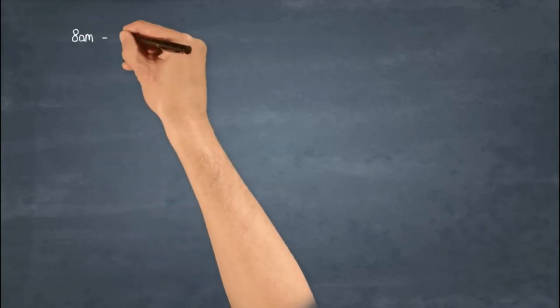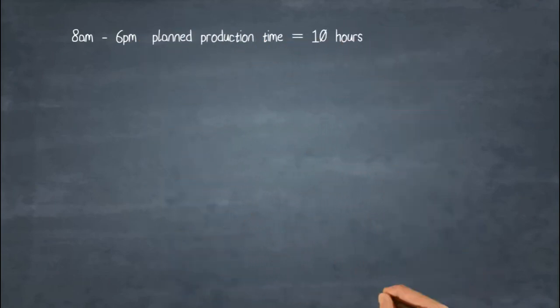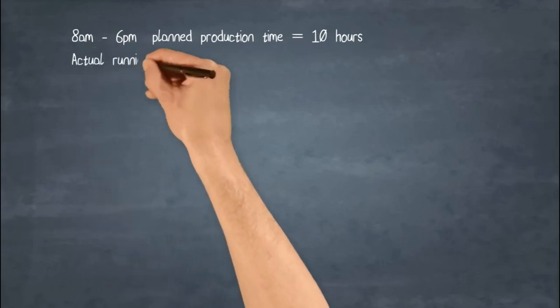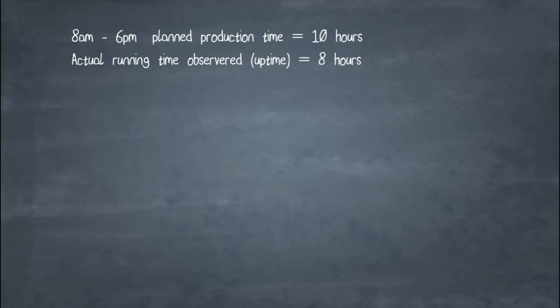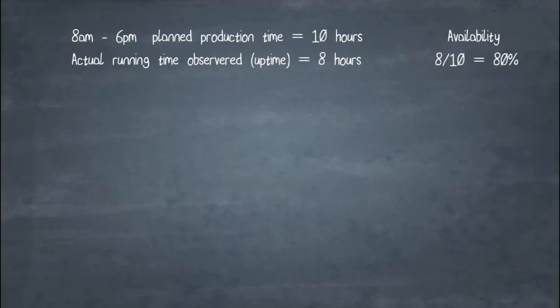Just going to run through a quick example so you can see it in action. Take a machine, this could be any sort of CNC machine, a lathe or a press, whatever. Say it's meant to run from 8 until 6. That's your planned production time, so we've got 10 hours to work with that it should be running. But when you watch it, you find out it's only actually running for 8 hours. That 8 hours is availability, so 8 over 10 is 80%. You've got an availability of 80%.